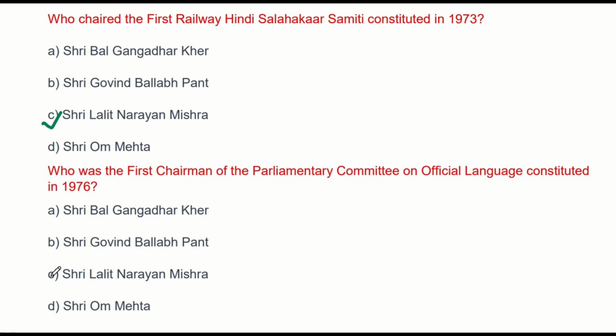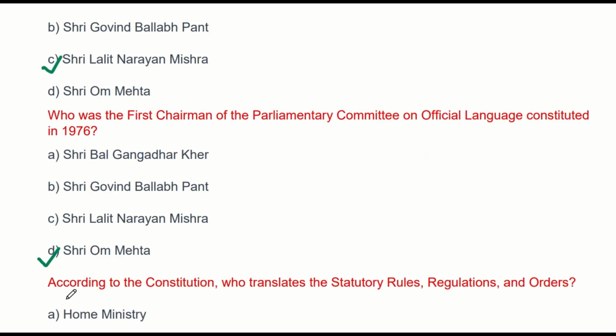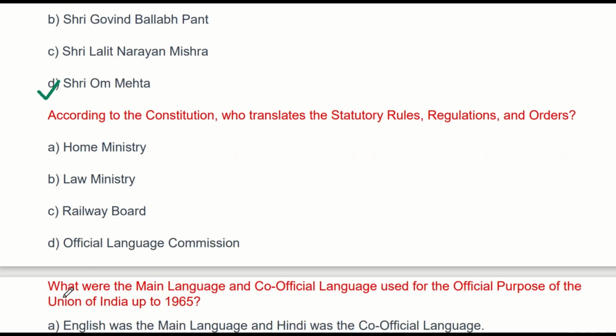Who was the first chairman of the Parliamentary Committee on Official Language constituted in 1976? A. Shri Bal Gangadhar Kher. B. Shri Govind Ballabh Pant. C. Shri Lalit Narayan Mishra. D. Shri Om Mehta. And right option is option D. Shri Om Mehta.